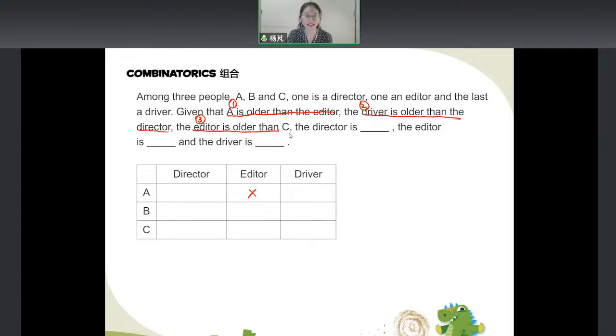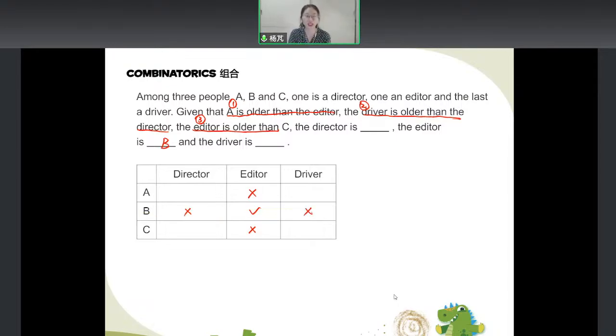So can C be editor? C and editor must be 2 people. Oh, so who is the editor? Oh no, B is the editor. So if B is the editor, don't forget to cancel the other 2 jobs. They cannot be a director and a driver.